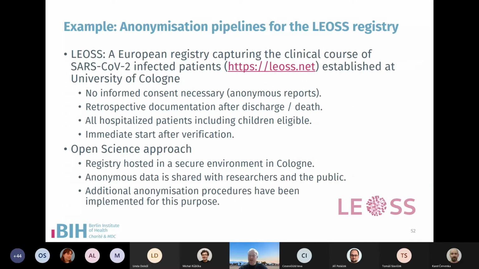Now, I mentioned this COVID-19 data set, which we anonymized just a few months ago as part of our work in the context of the COVID-19 pandemic. This was in the context of LIOS, which is a larger European registry that captures data on the clinical course of SARS-CoV-2 infected patients, and they follow an open science approach and wanted to make it relatively easy to provide data to the public, but also to researchers.